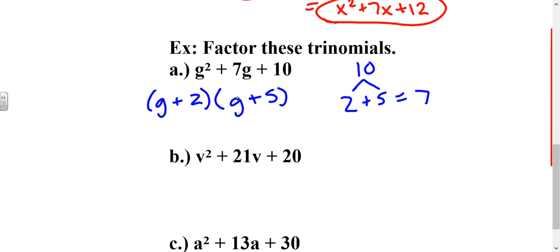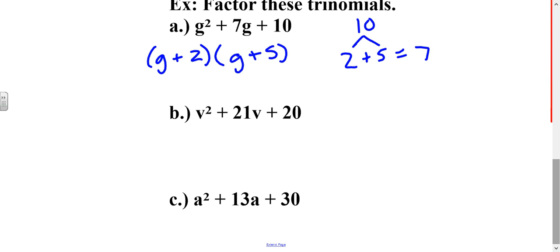So g times g would be g squared. G times 5 would be 5g. 2 times g would be 2g, but when I add 5g plus 2g, I get 7g. And then 2 times 5 would be 10, so it works. Okay, let's try another one.